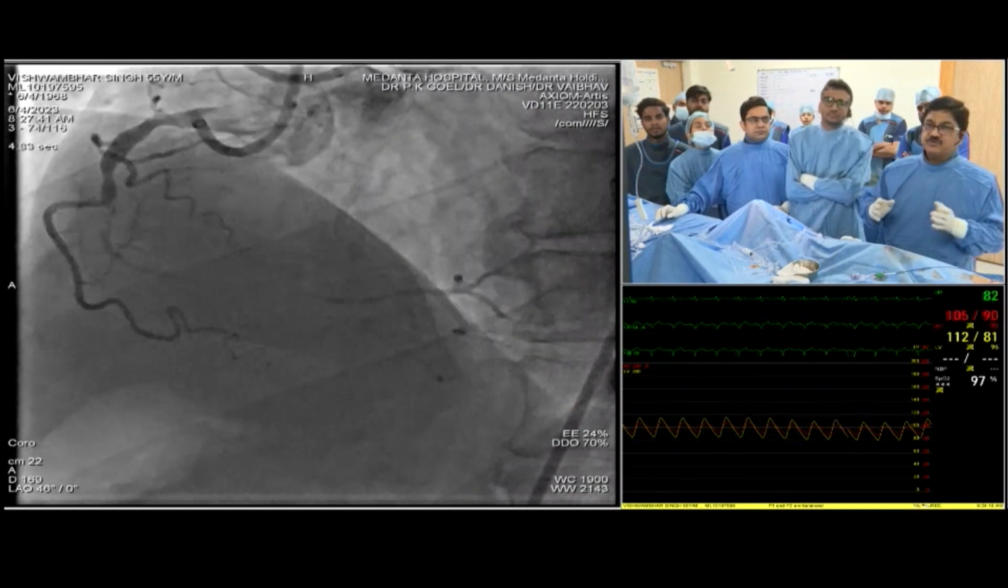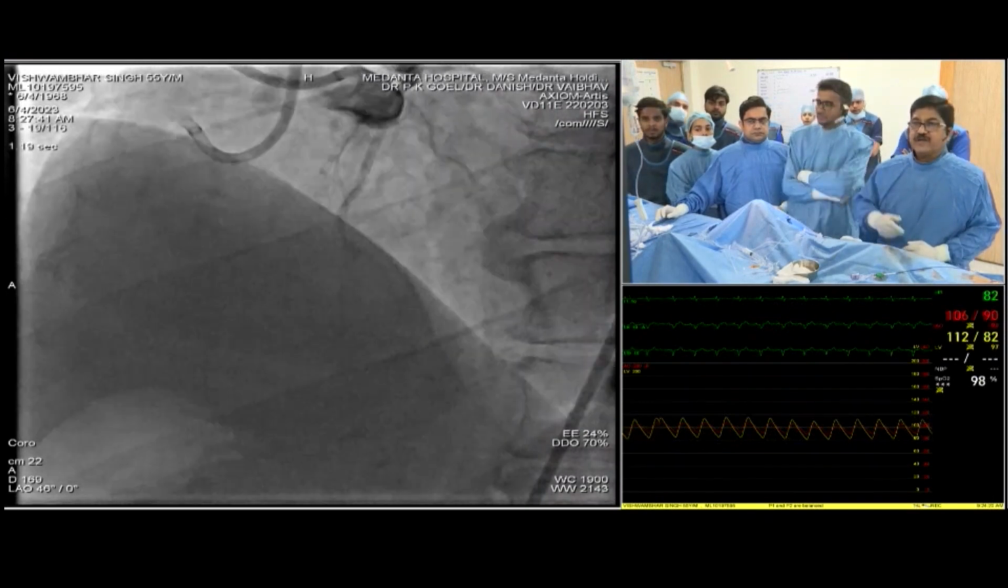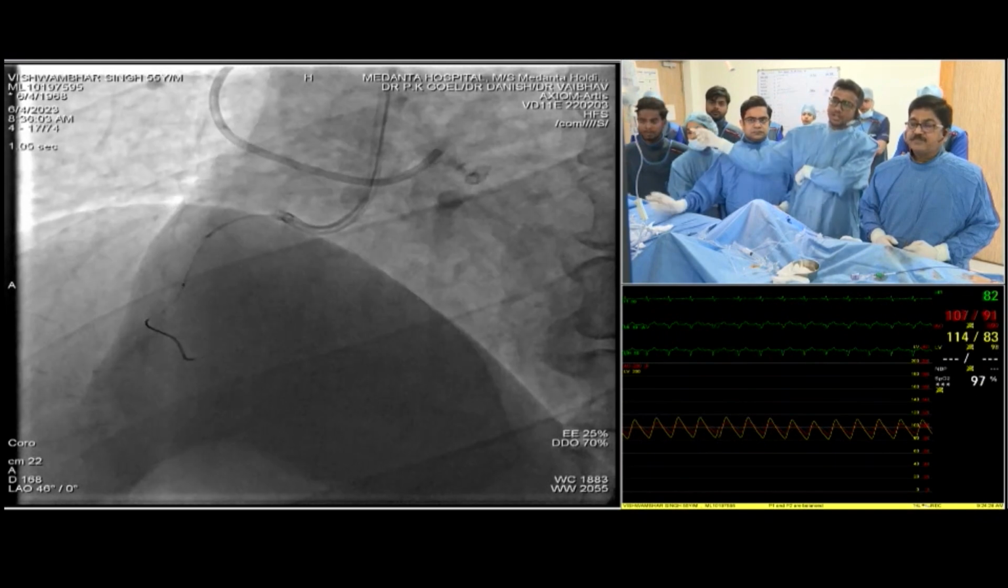Dr. Goel, this is Vivek Gupta. I also felt the same thing. So the RAO view was also there. We can show you that also. Okay, patient with RAO, previous RAO or the RAO caudal. Can you see it in some other view?